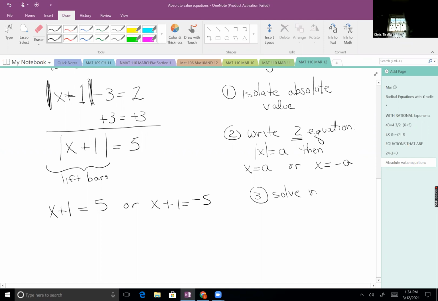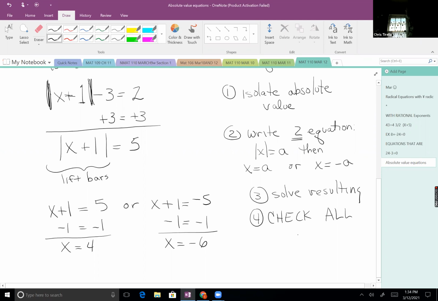We'll solve those resulting equations. In the first one, I'll subtract 1 from both sides and get x equals 4. Second one, I'll subtract 1 from both sides and get x equals -6. And it's important that you check all your solutions in the original.